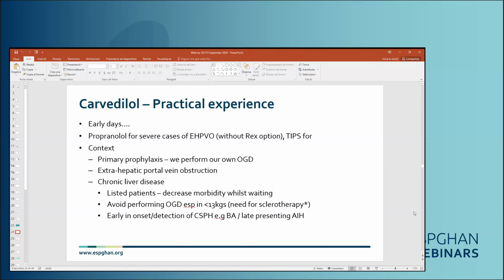The next group is essentially teenagers, with undiagnosed Wilson's and autoimmune disease, diagnosed very late, who already have clinically significant portal hypertension on arrival. This is another group of patients we've started using carvedilol in. I thought it might be most useful, so next slide, Maria, please.